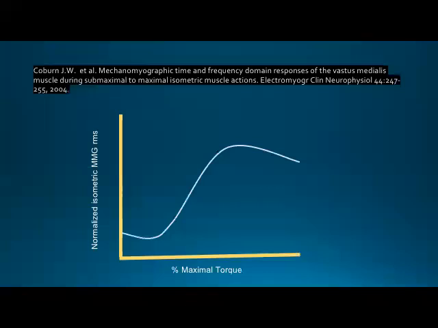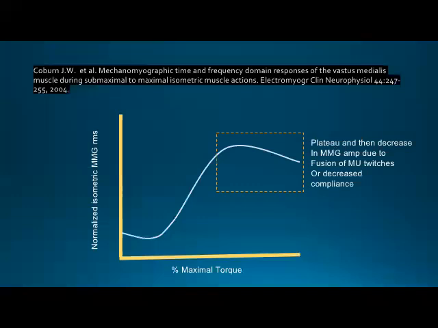And that's actually what we saw in this study. We saw a decrease in compliance because of stiffness, or what we call a fusion of motor unit twitches. That means if you are recruiting as many fibers as you can, you're having firing rate go up.